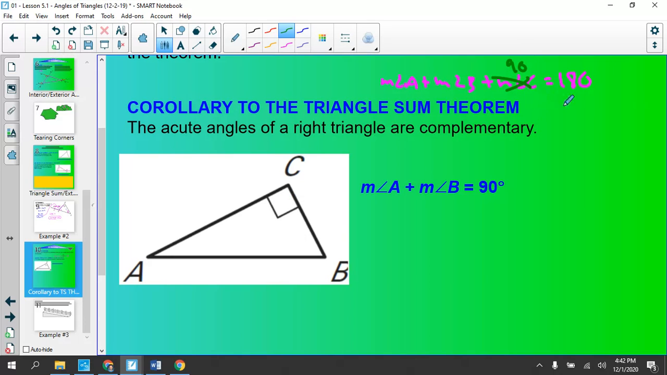And then we subtract the 90 from both sides and just say, hey, the measure of angle A plus the measure of angle B equals 90. And that's exactly what we end up with right here.